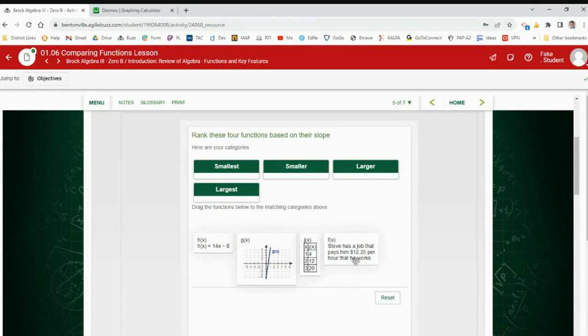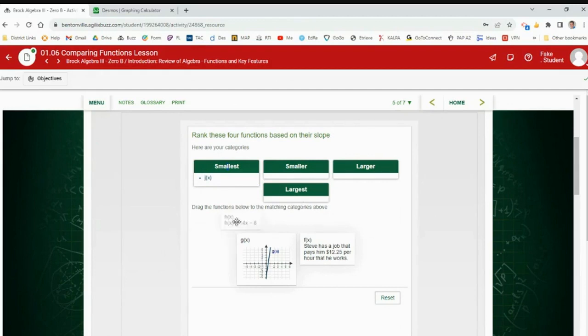And this one, he has a job that pays him $12.25 per hour. So you know the slope. It's $12.25 because for every hour, it goes up $12.25. So the smallest would have to be the 8, right? This would be the smallest. I can drag that there, smallest. J of X was the smallest.